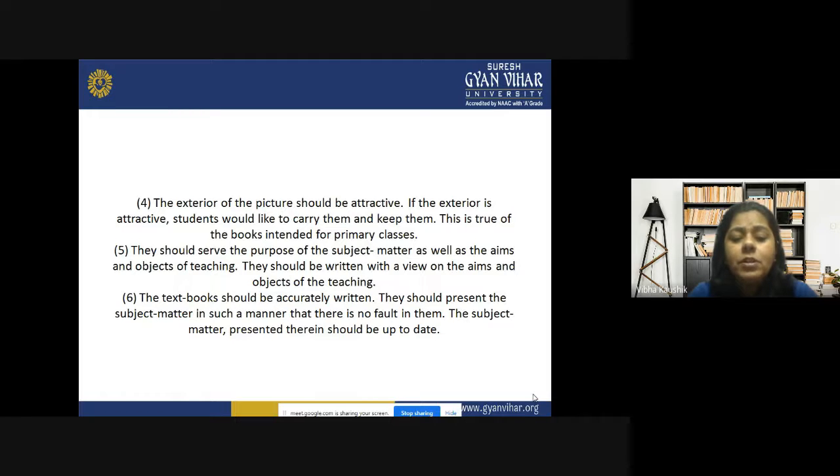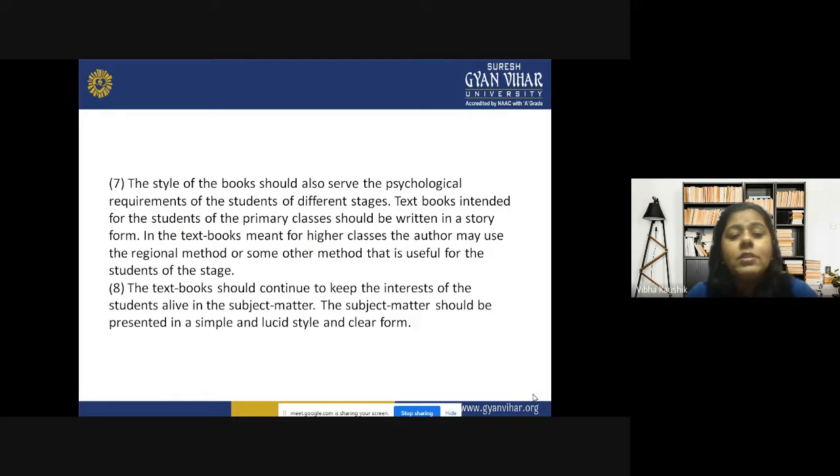The subject matter presented there should be up to date, means as the knowledge is changing, the book should also be updated. The style of the book should also serve the psychological requirements of students of different ages. The psychological requirements of the students of different stages should be satisfied. Textbooks intended for the students of the primary classes should be written in a story form, because the students of the primary classes love to listen to stories.